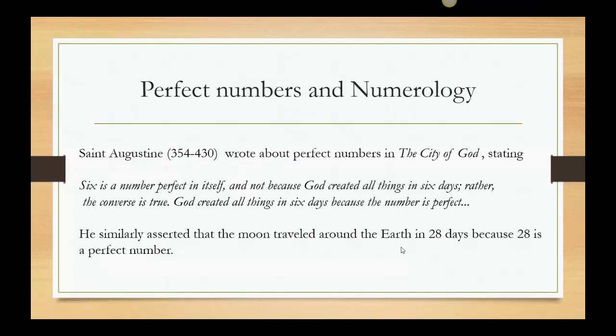All right. Just for fun, let's talk about things that were important back in the day to this. So St. Augustine, who lived 354 to 413, wrote about perfect numbers in the City of God. He said that 6 is a number perfect in itself, and not because God created all things in 6 days. Rather, the converse is true. God created all things in 6 days because the number is perfect. He similarly asserted that the moon traveled around the earth in 28 days because 28 is a perfect number.